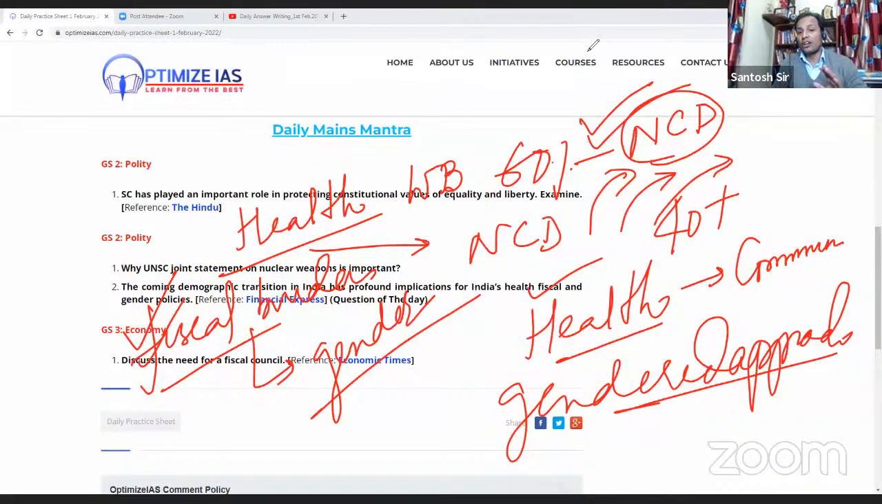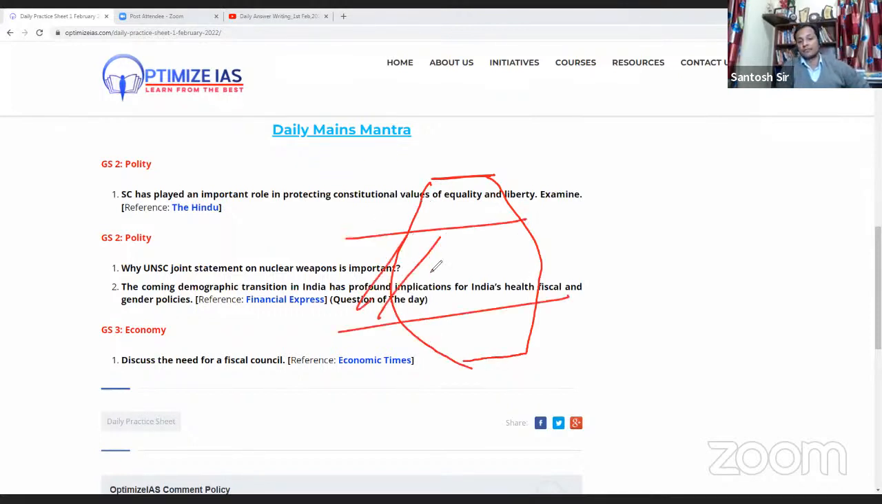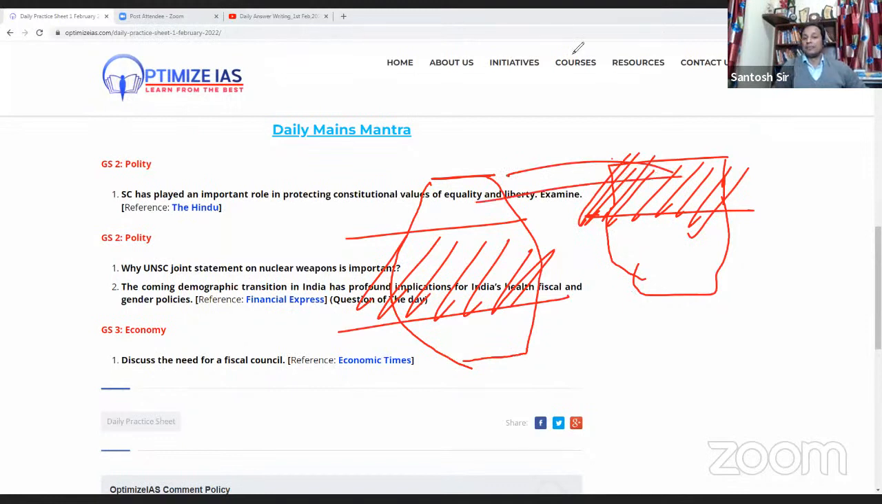Here, let me draw two demographic triangles for you. Right now, if I draw the age profile and population profile of India, it is somewhere like this. Most of the population are here. This is the working age population. But in future, what is going to happen? This old age population is going to increase, like this. You can draw this diagram also to impress the examiner.